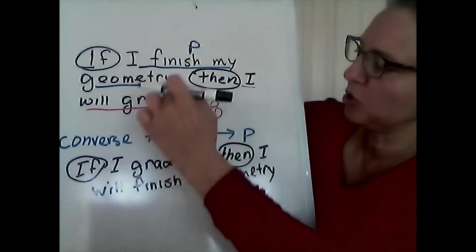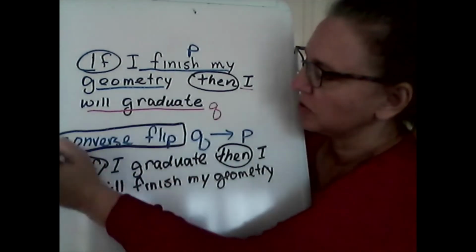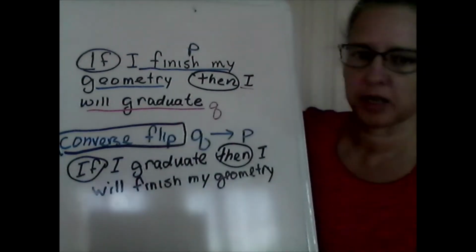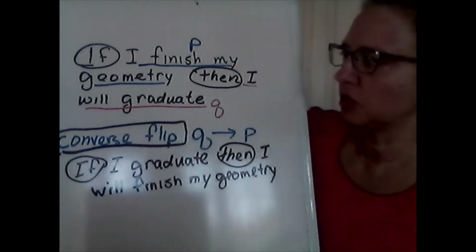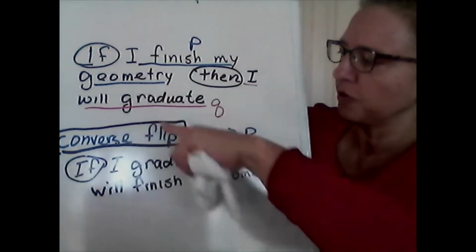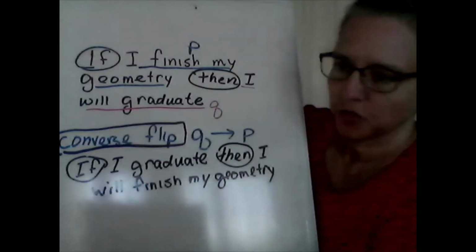I took the same two parts, except when I did the converse, I just flipped them. I put the Q first and the P second. And that's all you need to do. Find your two parts, and when it says converse, flip them. Make this one go first and this one go second. That's for the converse.